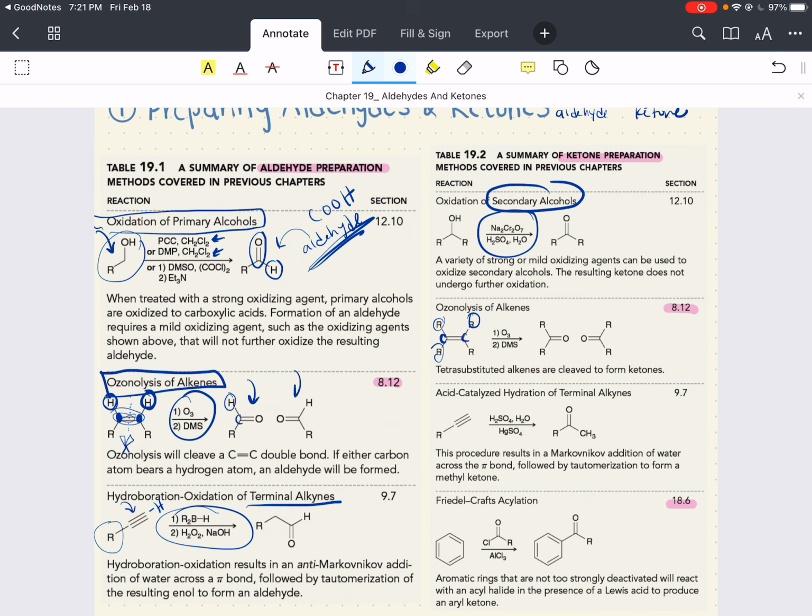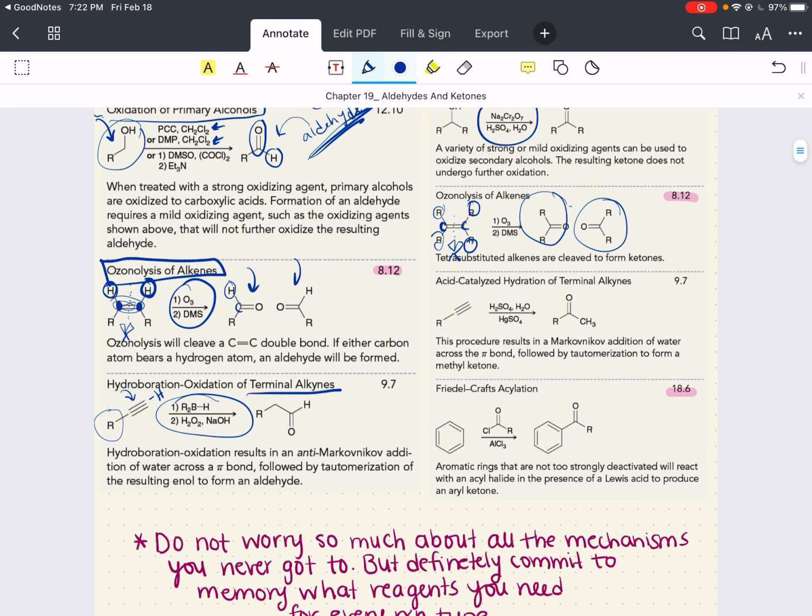No hydrogens there, no hydrogens there. So when we take our molecular scissors and cleave this double bond through ozonolysis with these reagents, what we form are these two ketones. Now, in addition, acid catalyzed hydration of terminal alkenes can form ketones.